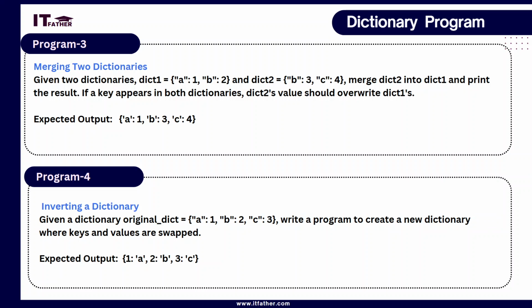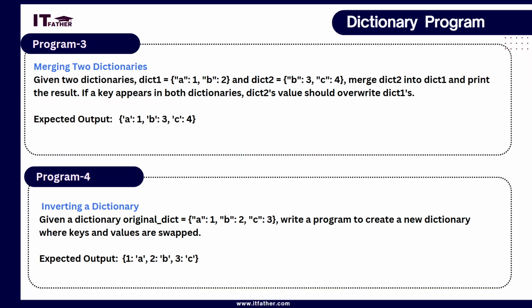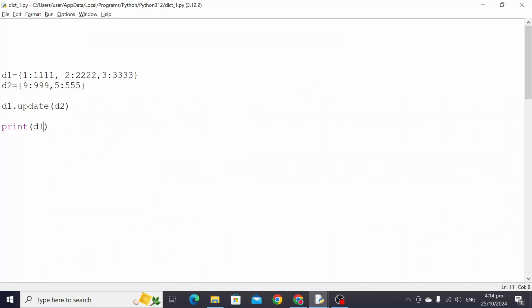So it is also not so difficult, it is simple. So what we have to do in this program, step number 1, we have to find out complete keys in a list, and in a second list we have to find out complete values, and then we have to swap it. So let's do it.